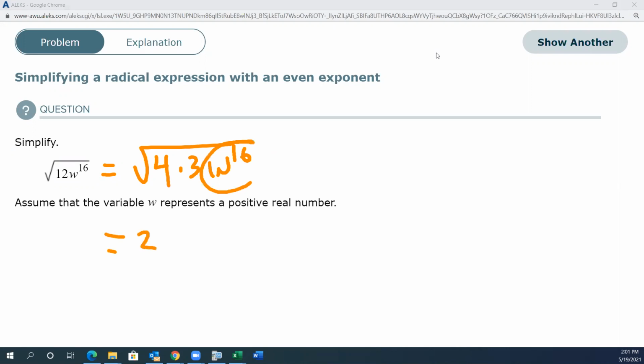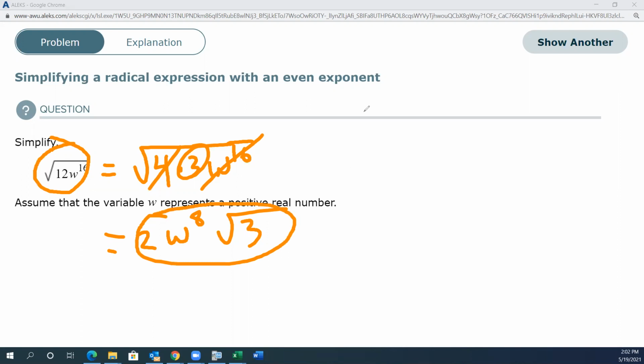And we've already learned how to handle the square root of w to the 16th. That's w to the 8th. And so that's handled. The only thing left is the 3. So square root of 3 stays in there. That's it. As always, I can plug that in for y1, plug that in for y2, go to the table, see if they match.